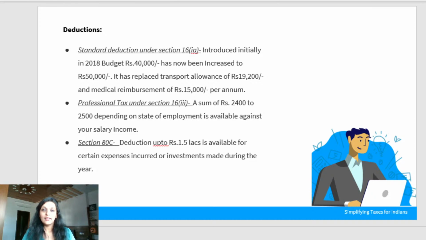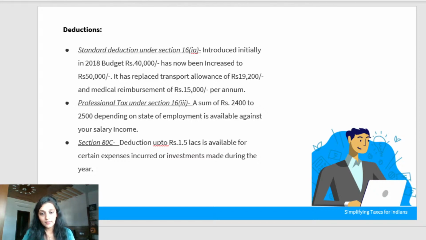Once this is done, the total amount which is coming will be your net salary income. From your gross salary, all the section 10 exemptions will be reduced, which will be HRA, LTA. After that, all the deductions, which will be your standard deduction as well as professional tax. After reducing this, whatever amount is left over will be called your net salary taxable income.